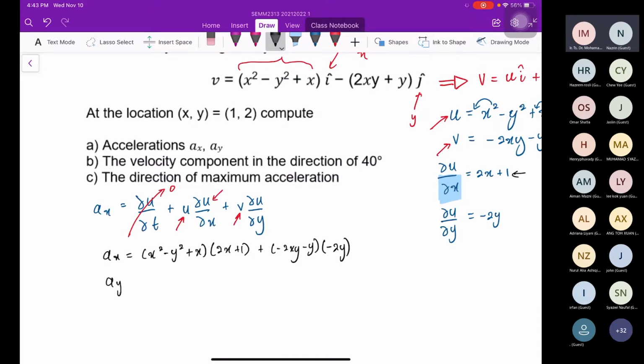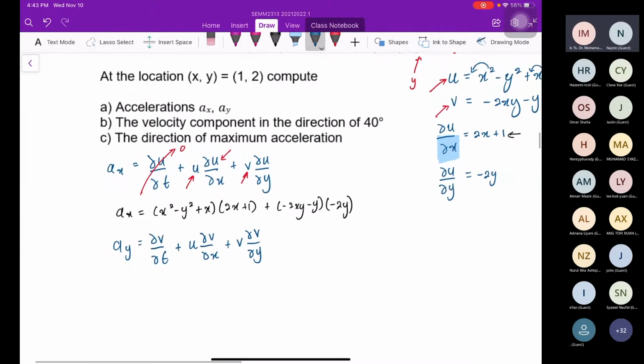So for ay, I write down the equation of ay. Partial derivative of v over partial derivative of time, plus u partial derivative of v over partial derivative of x, plus v partial derivative of v over partial derivative of y.